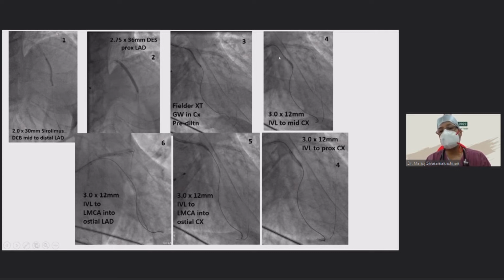And this was also treated with a 3 into 12 intravascular shockwave lithotripsy balloon to the mid and proximal circumflex, and also to the ostium of the circumflex into the left main, and finally from left main into the LAD with a 3 into 12 shockwave balloon.